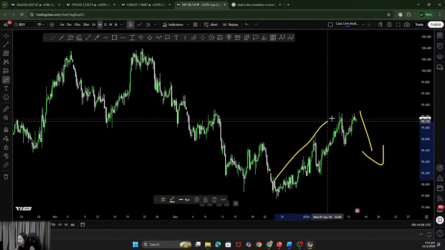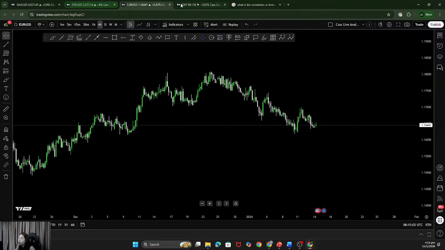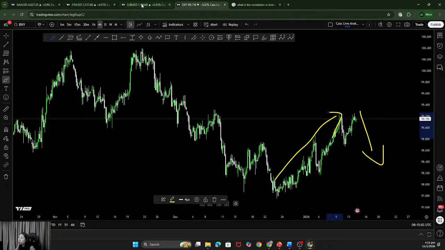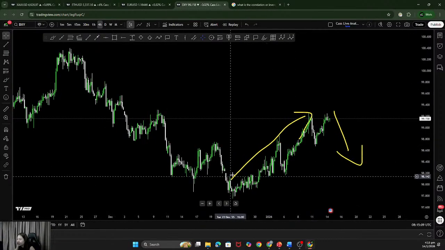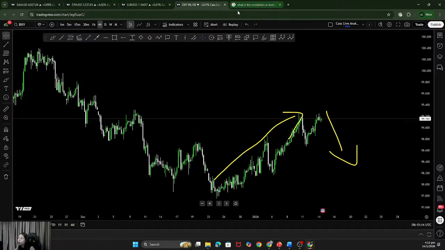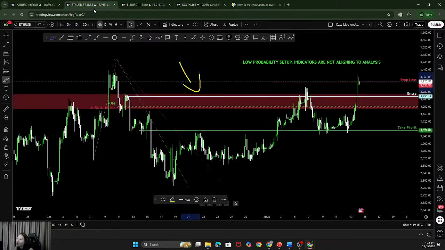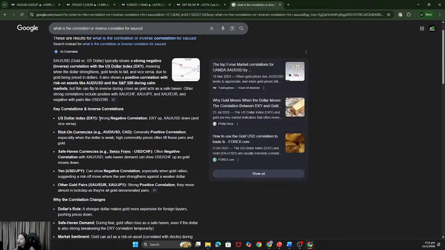DXY is actually moving up, and gold is also moving up. So I don't know where the correlation is. Sorry, that's not DXY, that's EUR. Oh, no, wait, that's DXY, right? I don't know where the inverse correlation is because they are both moving in the same direction. So we're not going to use this as a correlation, because a strong negative correlation means that they should be moving in opposite directions.